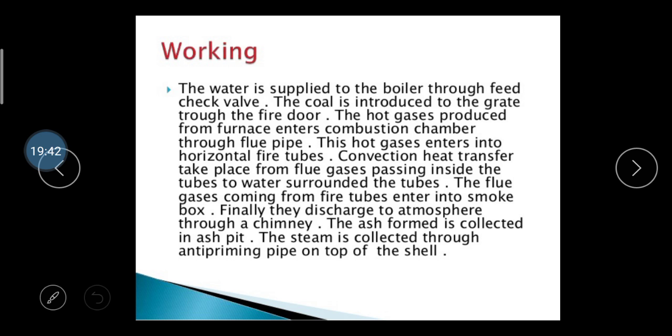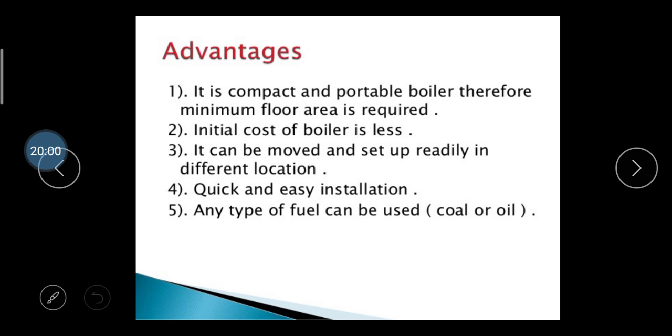The steam is collected through the anti-priming pipe at the top of the shell. For how it works, I have given a YouTube link, so you can easily understand how it works. Okay, then what are the advantages of this Cochran boiler?